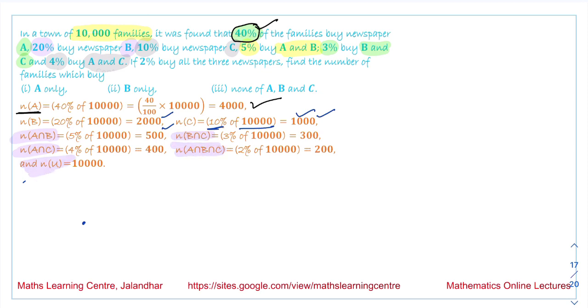Now we have to calculate the value of A only, B only, and none of A, B and C. So we move on to our next slide, and we are looking at this Venn diagram over here. We have a universal set over here. We are talking about this Venn diagram, and we have shown these values, that this is the value of A only, this B we are talking about.